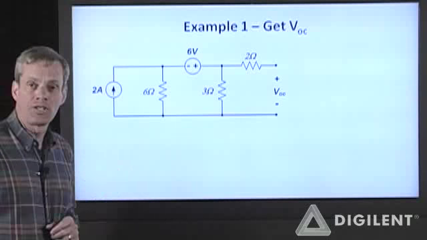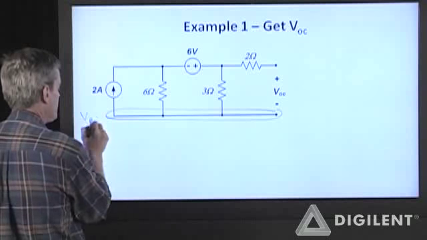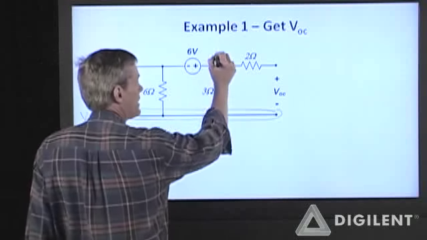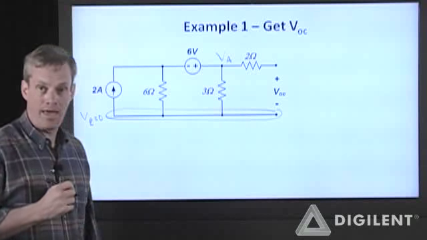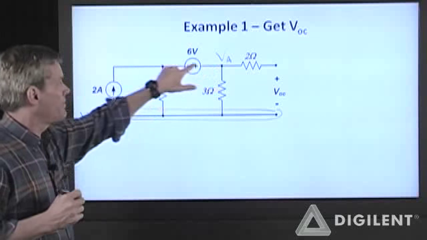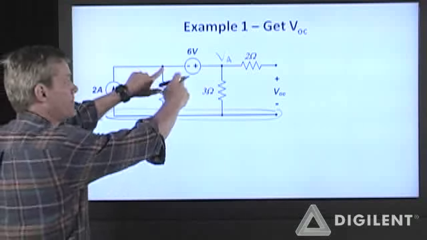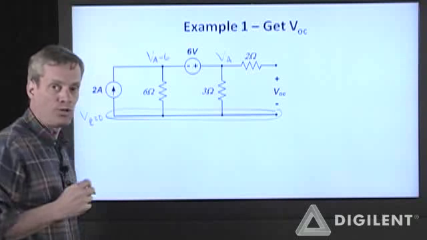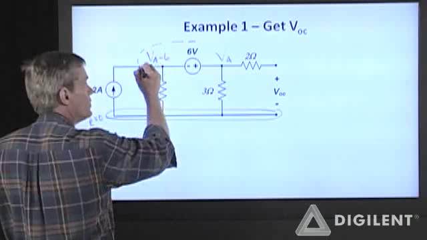Either nodal or mesh analysis should be good choices for this. I think I'll use nodal analysis. I have one independent node for nodal analysis. I need a reference node, which is V sub r equals 0. I'm going to choose this as my independent voltage, V sub a. If this is V sub a, this node is constrained by this 6-volt source, so this is V sub a minus 6 volts.